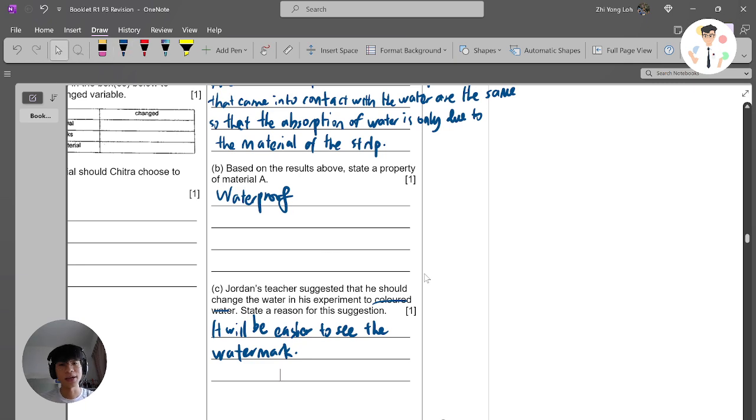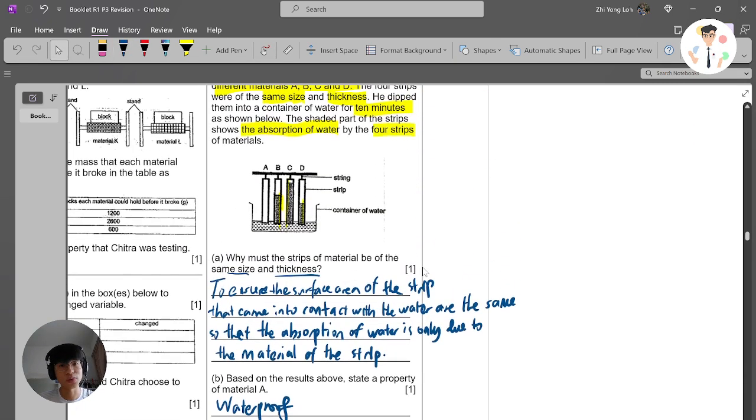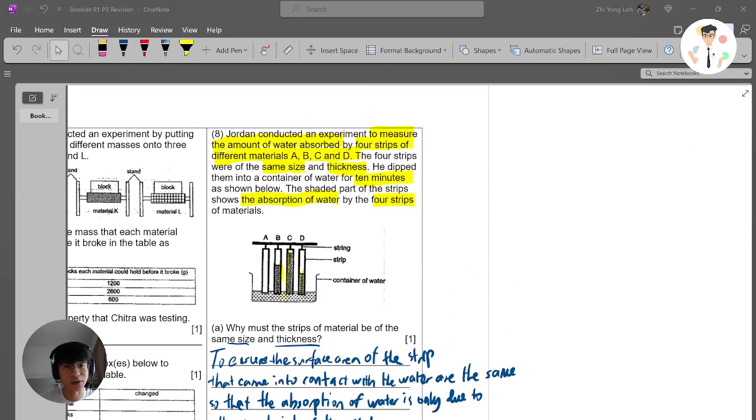Okay, and I think that's all for this question, which is something that we have learned in our previous notes, but again it is important too.